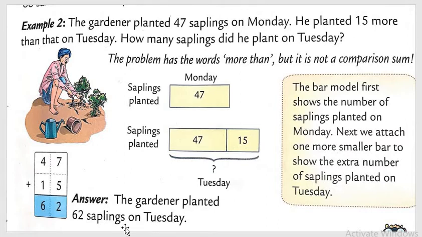More than Monday is 62. The question is: how many saplings did he plant on Tuesday? The gardener planted 62 saplings on Tuesday. Got my point, all students?